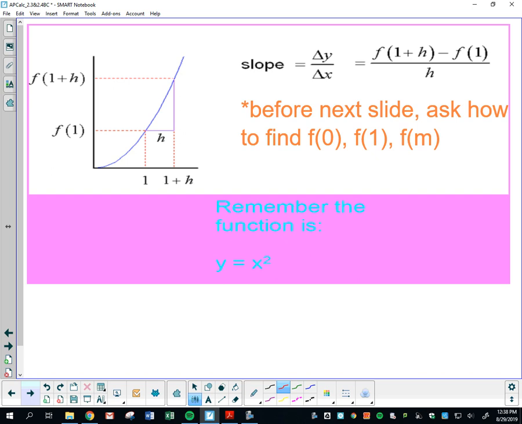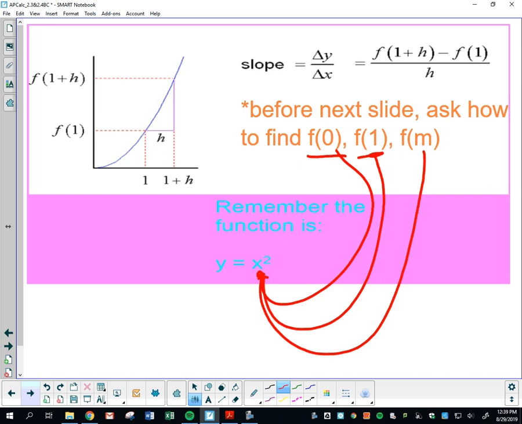A couple comments I want to make here. If I ask you to evaluate f of 0, that means I take a 0 and substitute it in for x. F of 1, how do I do that? Substitute 1 in for x. How about f of m? I substitute m in for x. This is the notation for evaluating the slope at 1.